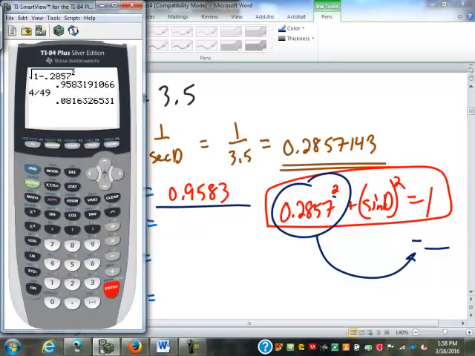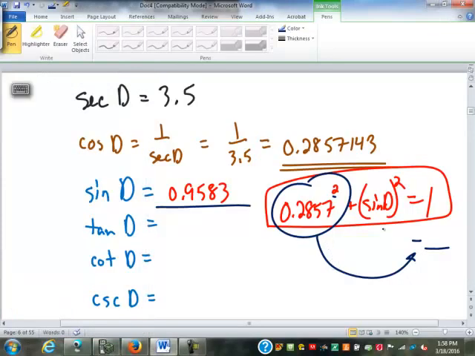What'd you say I would get? 0.9583. I have 0.9183. You did something wrong. You've got to square root that yet. Not 0.91. Do the square root of that. You just do second square root, then second answer. 0.9583.